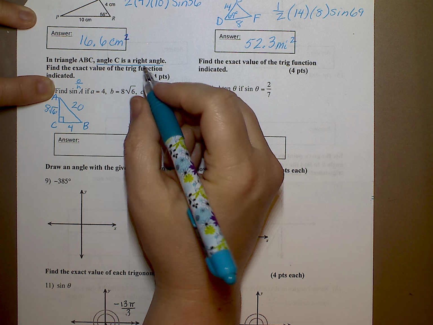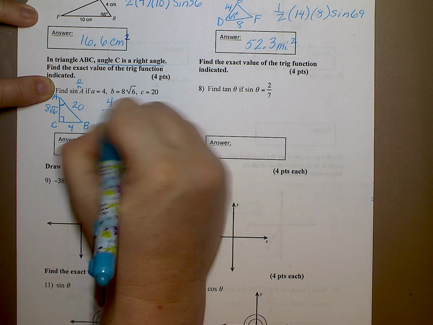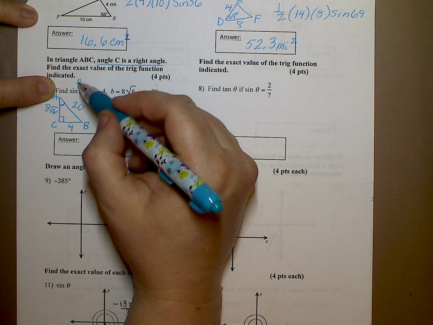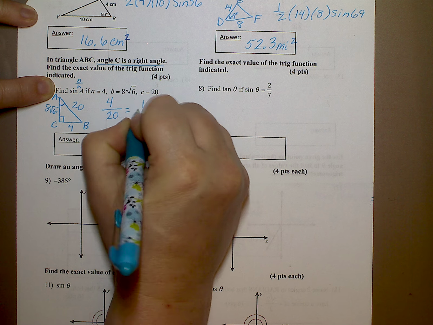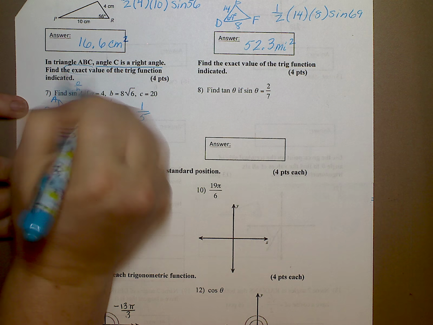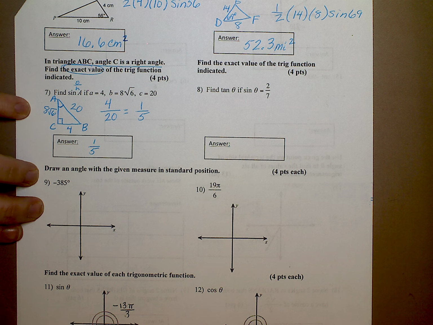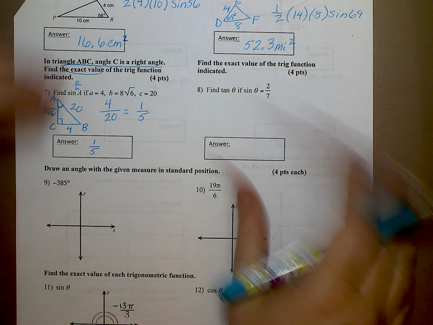So what's opposite a? If this is a, opposite is 4. Over the hypotenuse, what's hypotenuse? 4 over 20 reduces to 1 over 5. And when it says exact value, that means no decimals. So don't give me 0.2, which is what that would be as a decimal, but don't give me a decimal.